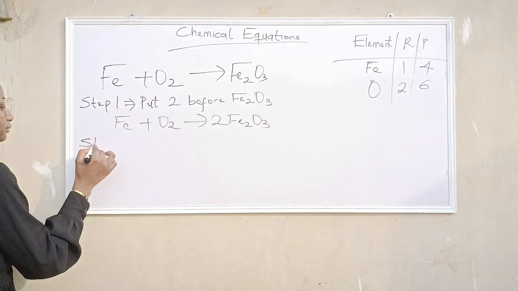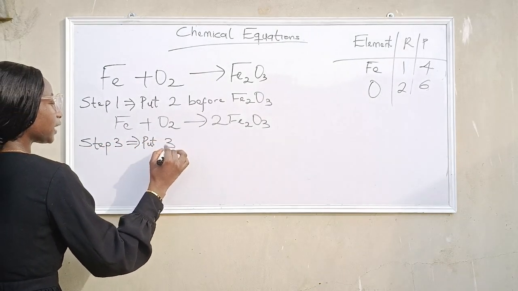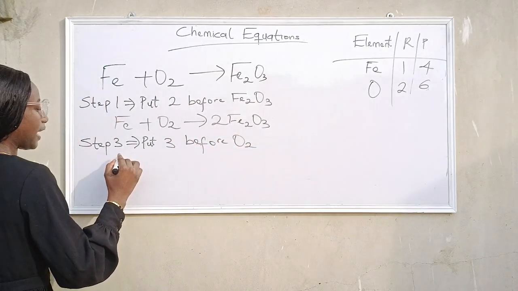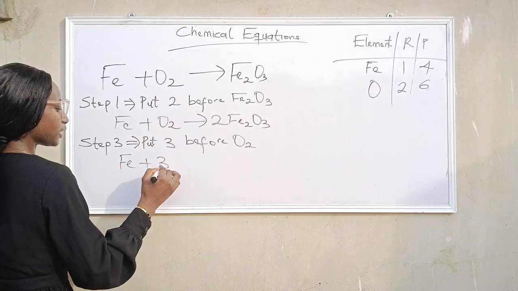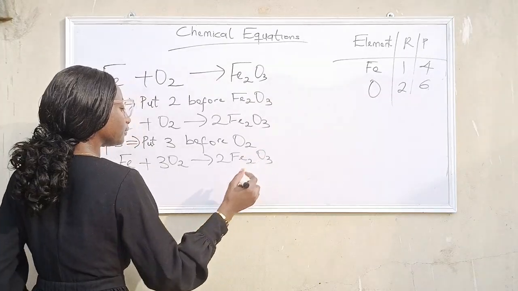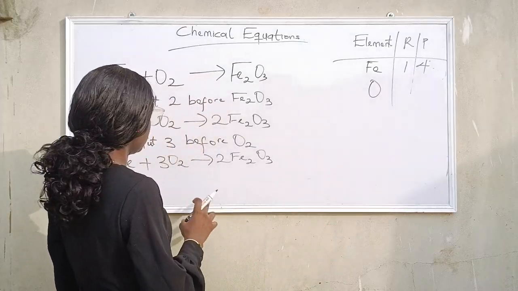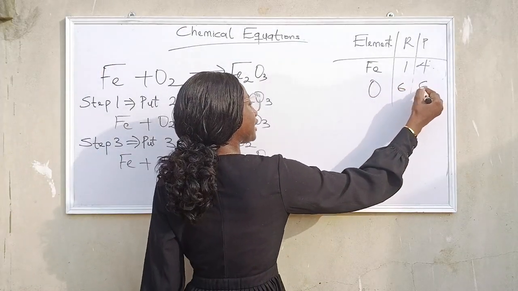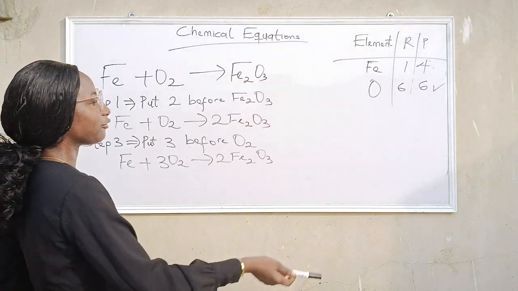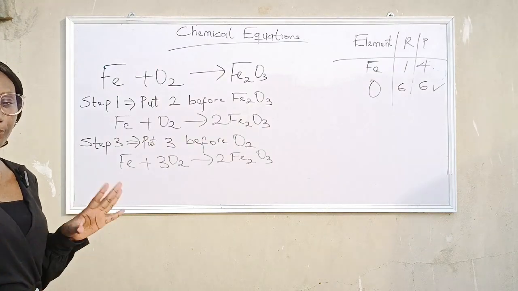So step 3, we just have to put 3 before O2. Okay, so we have Fe plus 3 O2 give me 2 Fe. So now we still have 1, and we still have 4 here. We have 6 now, and we have 6 now. So for oxygen, it is checked. Now, how can we make this balance? We have 4 of iron on the product side. So on this side, we are going to put 4 there.